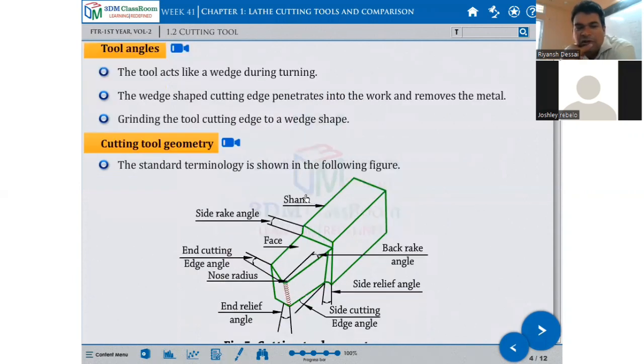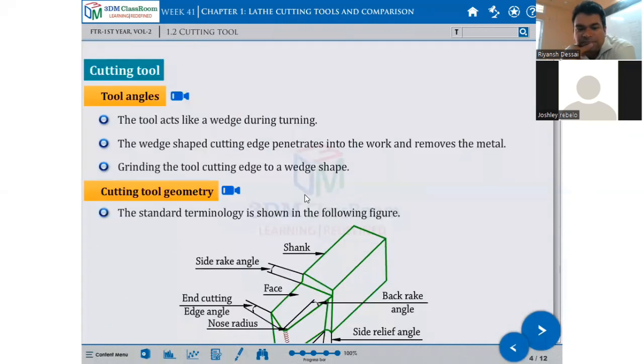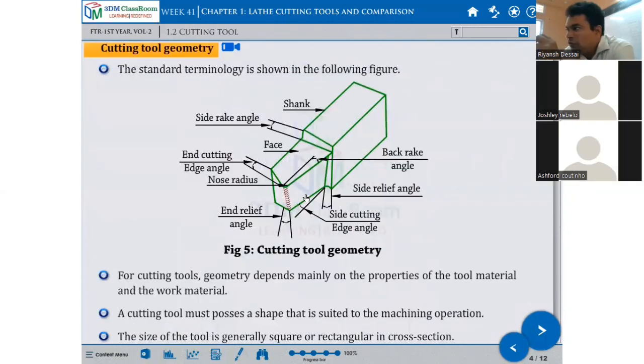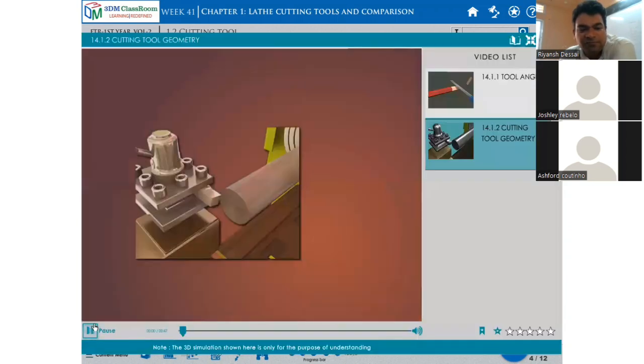So, cutting tool geometry. The solid tool has to be turned in such a way that it maintains this angle. Otherwise there is no use of turning; cutting won't happen. We have to get the clearance angles in the cutting tool. If we get the clearance angle, then the cut goes deep. See, the standard terminology is shown in the figure. Before going to this, we just saw this video.